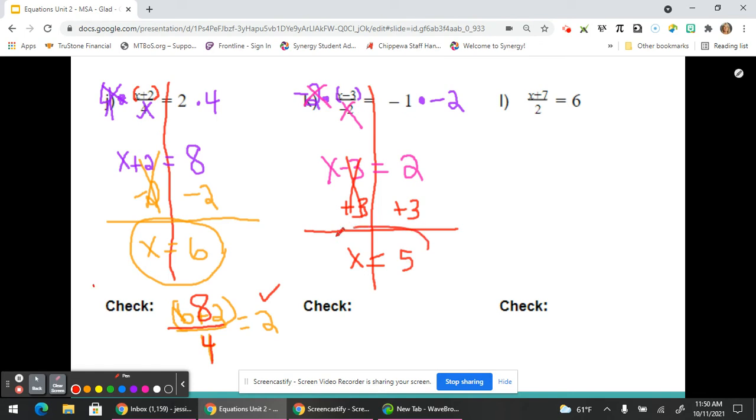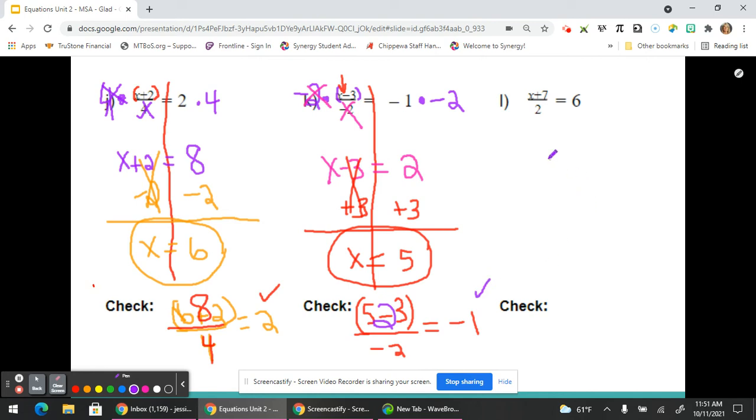So when I check my answer, I'm going to put a 5 in for x right up here. I'm going to go 5 minus 3, all of that divided by negative 2. Does that equal negative 1? So remember, this is like a fractional part here. This time now I'm going to start with it because 5 minus 3 is 2. So let me put my 2 in there. Does 2 divided by negative 2 equal a negative 1? It absolutely does. It works.